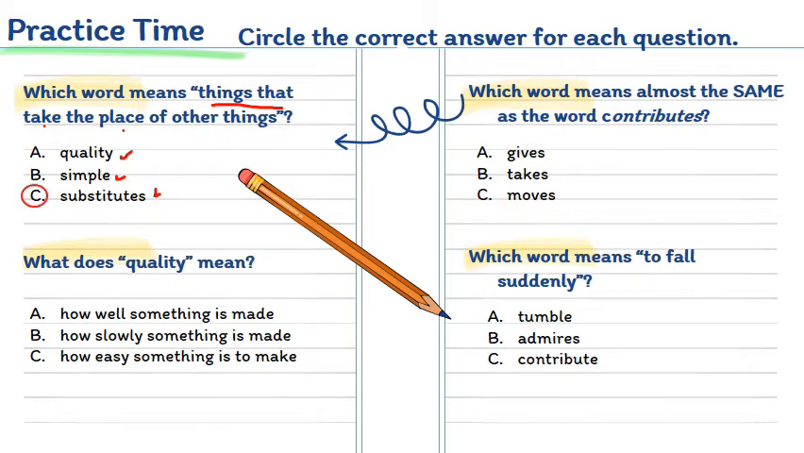Second one, what does quality mean? What does it mean, quality? Is it how well something is made, how slowly something is made, or how easy something is made? Quality, it's things that are made of the finest products. It means how well something is made.